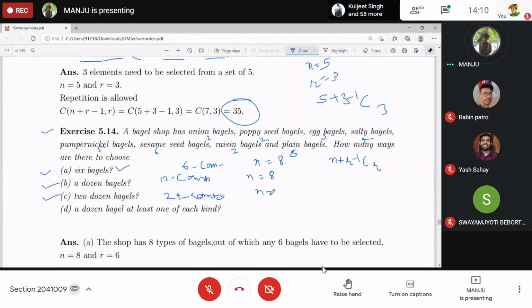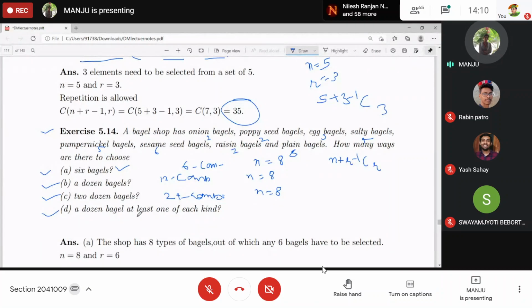N is equal to again 8. The total number of different types of bagels we have is 8. So it will be 8 plus 24 minus 1, C 24. Okay, so like that you can calculate up to the C part. What about the D part?